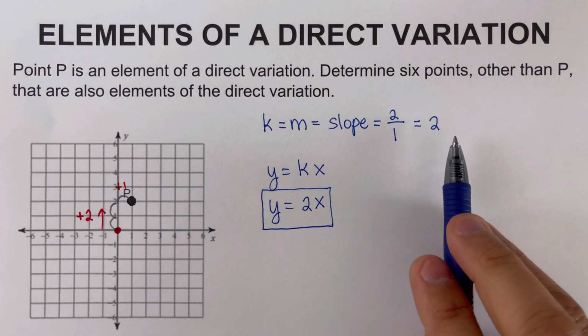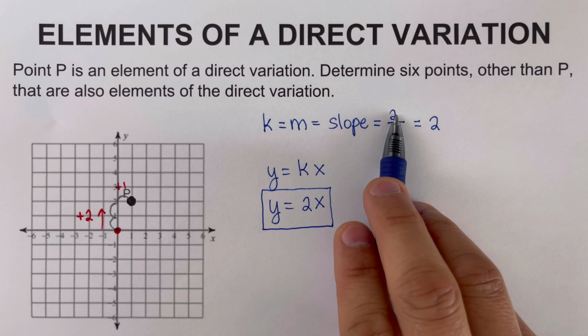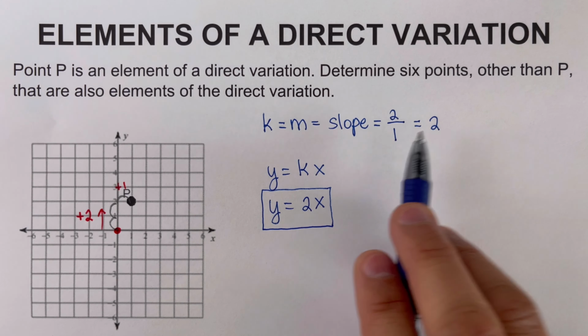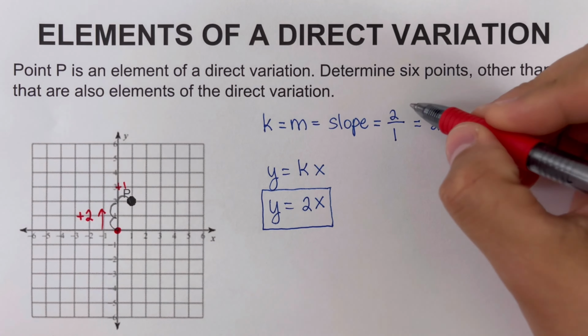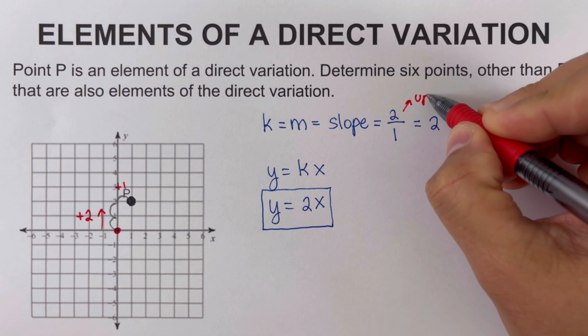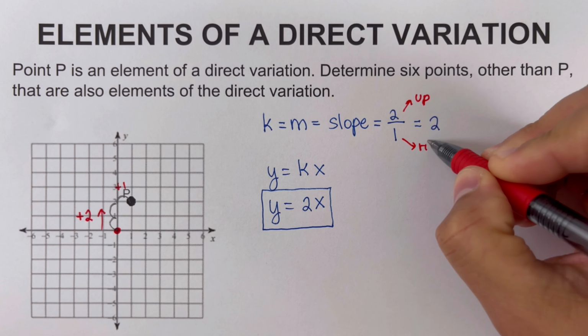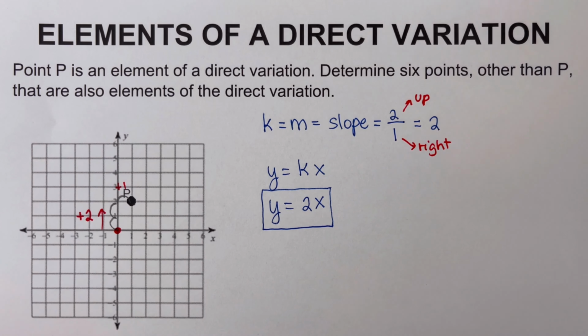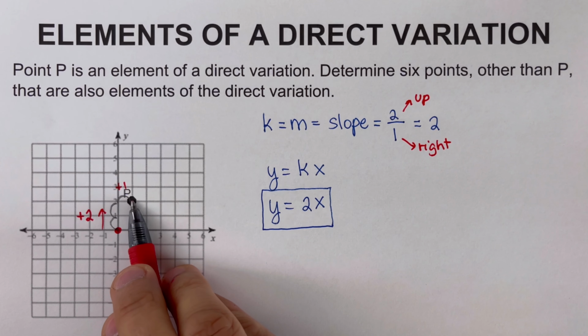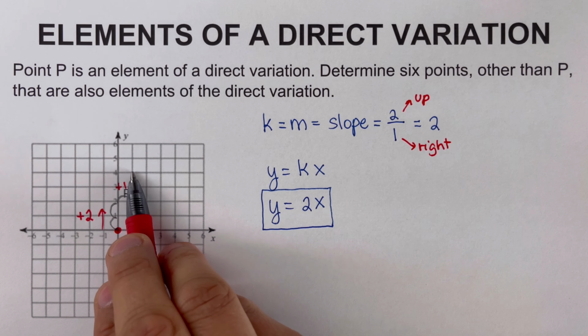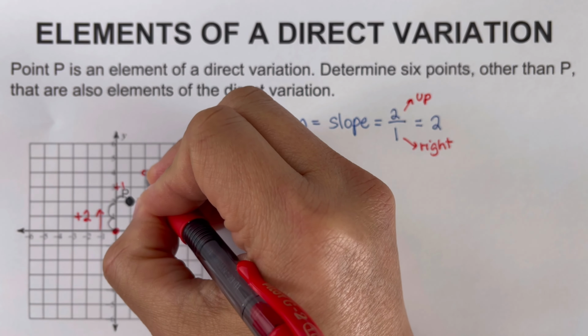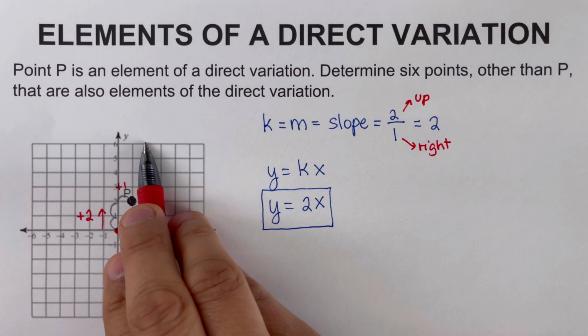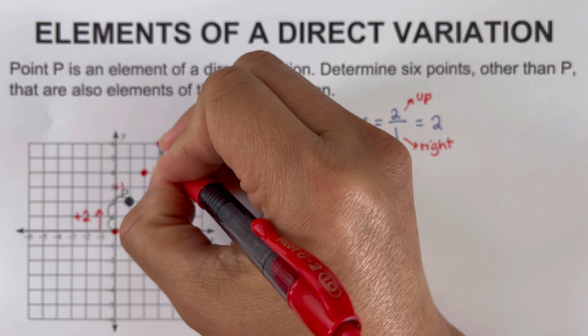So we can use the same slope, which is up 2, right 1. I'm going to label that down here. So we go up 2 and then right 1 every time. From point P, I go up 2, right 1. So this is another dot. I go up 2, right 1 again.